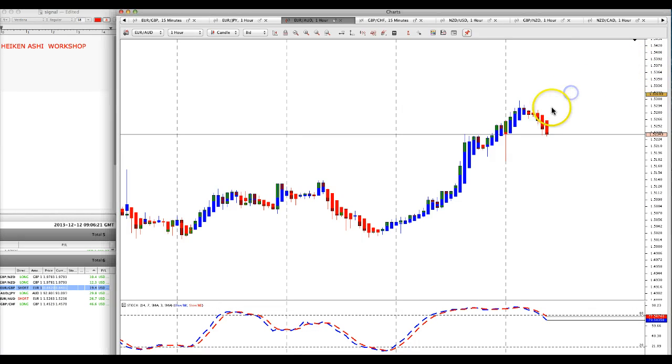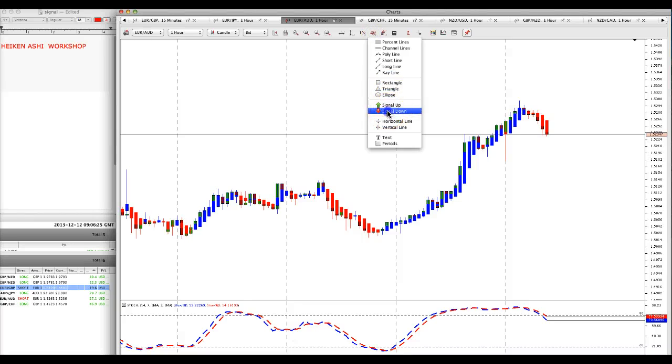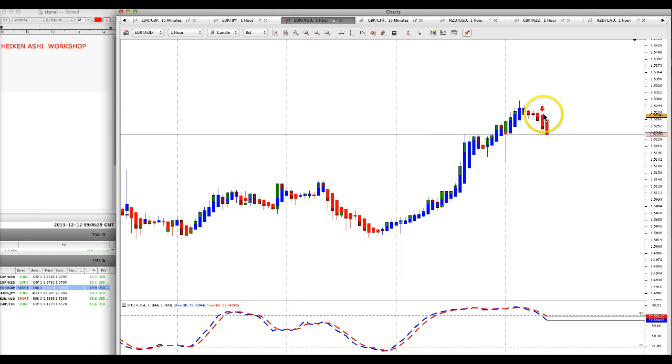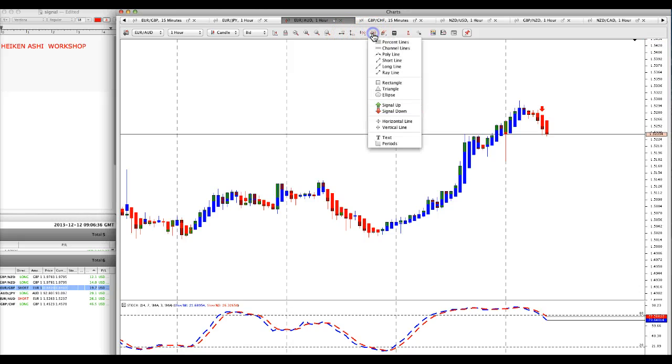Here's another trade, Aussie, Euro Aussie. Here again we have no shadow on top of this candle, which continues to turn around and head south. The market was in a clear uptrend. It's starting to retrace.